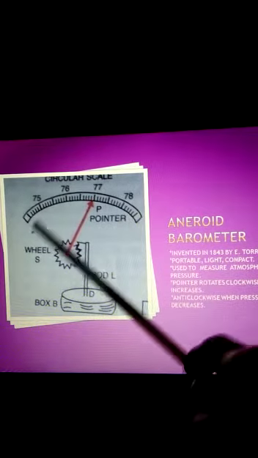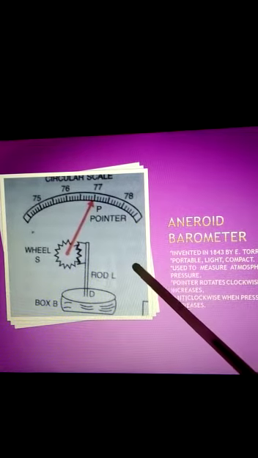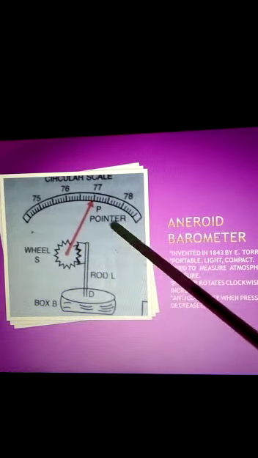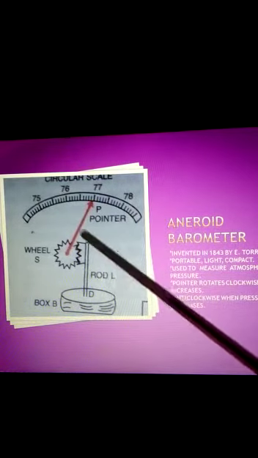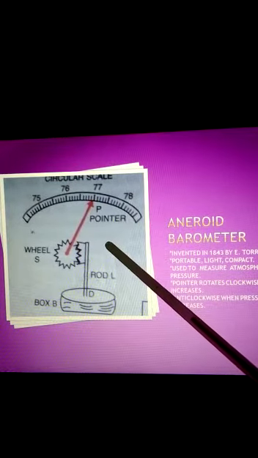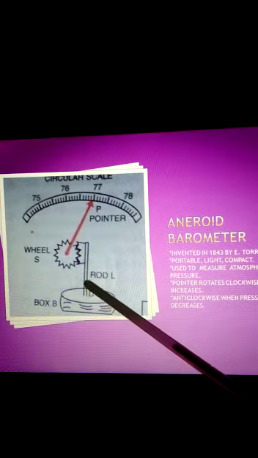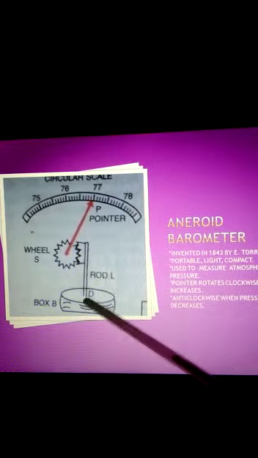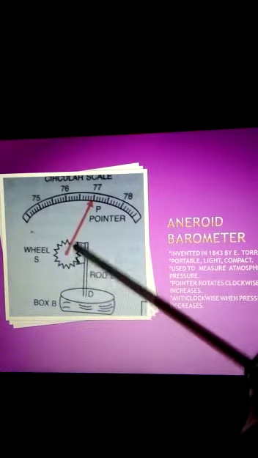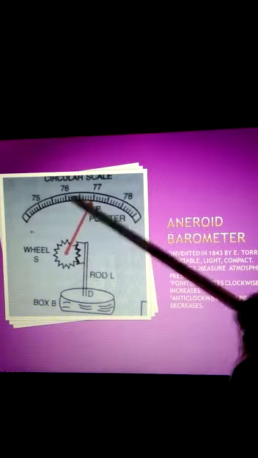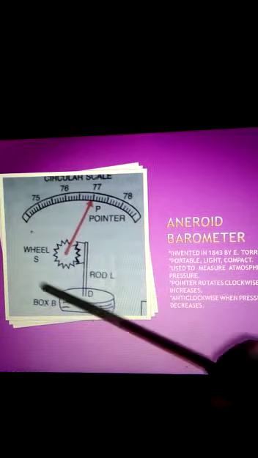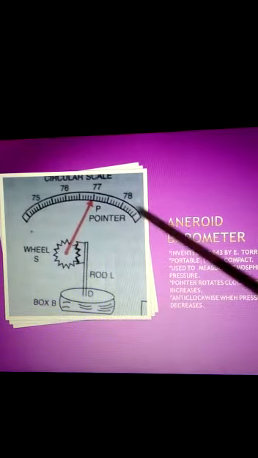Here in your book an outside diagram is given. Here I have taken the thing that is inside the Aneroid barometer. What's there? There is a stretchable membrane, with one rod attached. Along with that there is a wheel and a pointer. There is a circular scale that you can see from outside as well.